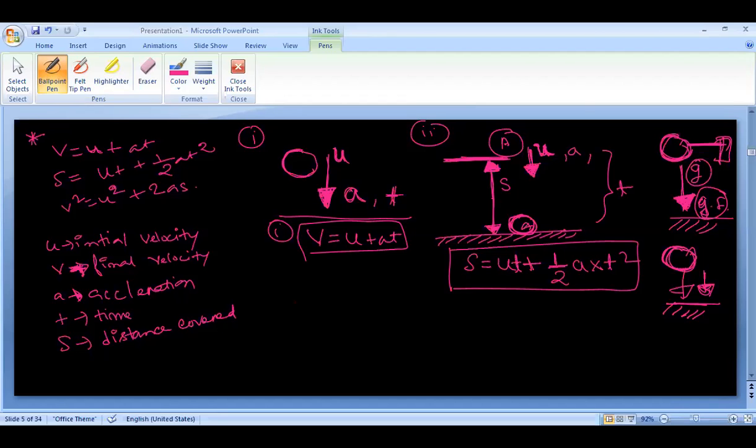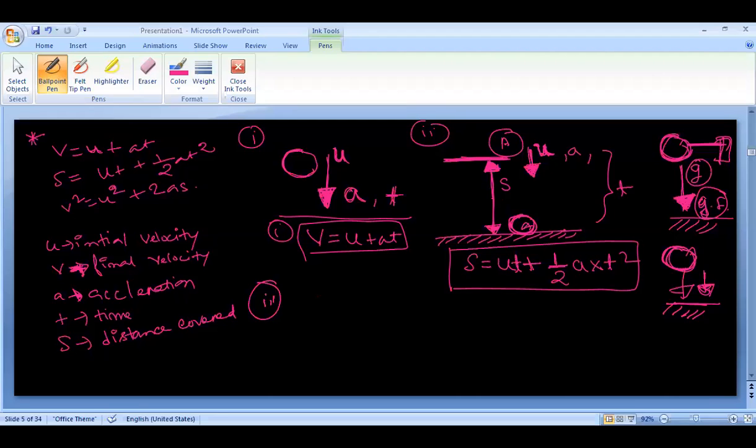Now see the third equation: v square equals u square plus twice as. Suppose the time is not given. Then also you can find the distance. Suppose the initial velocity, final velocity and acceleration are given, and you are asked to find the distance between them. Then also you can find that.